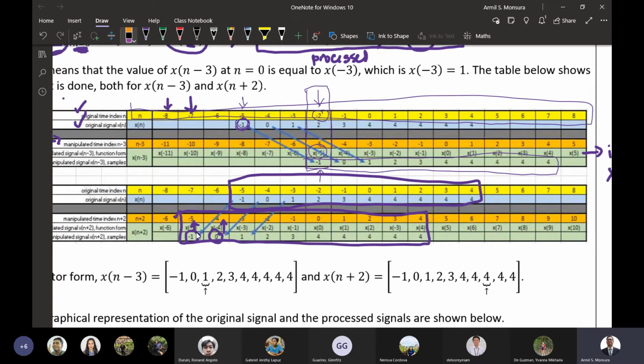Ang time index ng manipulated signal niyo is eto pa rin. Yung original na time index. Okay? Naintindihan ba ako doon?